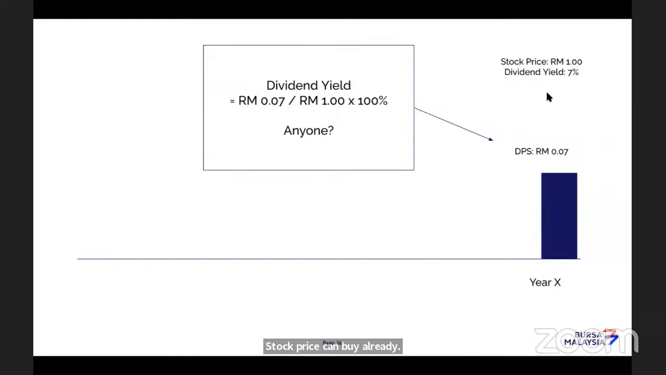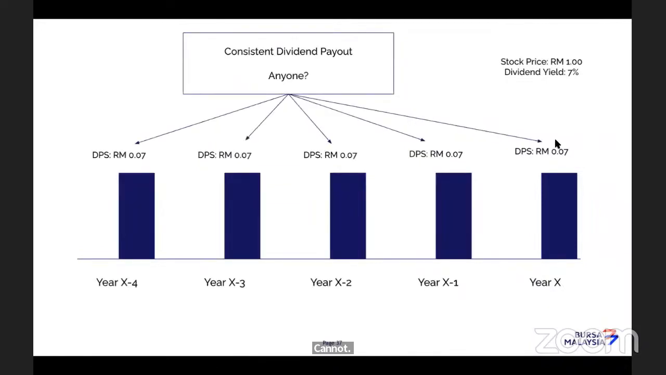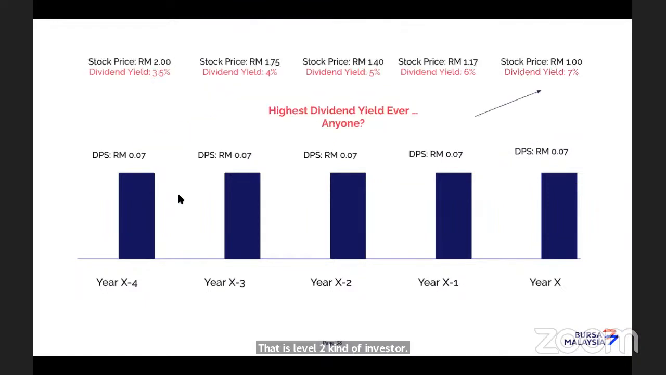Cannot. That's level one. Level two is the kind of people who backtrack. Oh, let me see the past record of dividend payout. From there, I can decide already. Cannot. Not yet. That is level two kind of investor. Level three is the type that will do relative comparison of dividend yield. So they see what kind of dividend yield they could get in the past and compare it with the present. From there, they can decide already. The answer is not yet. This kind of investor is level three.